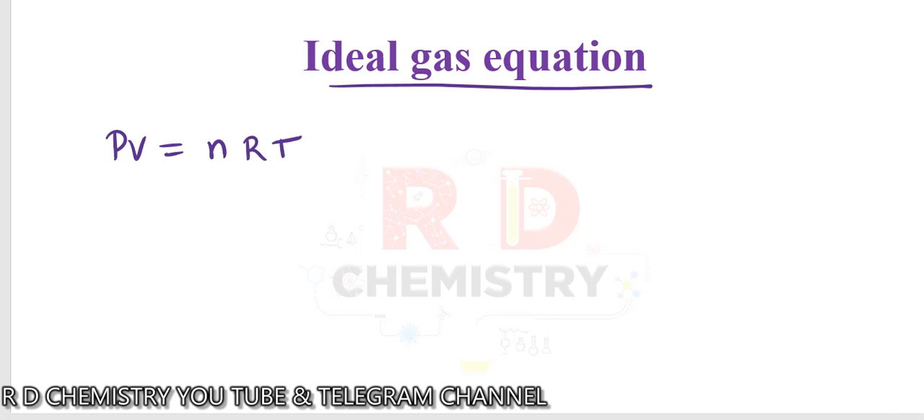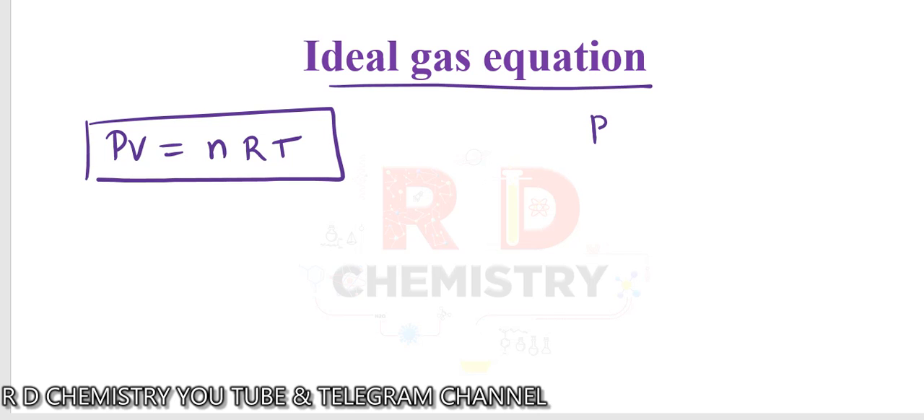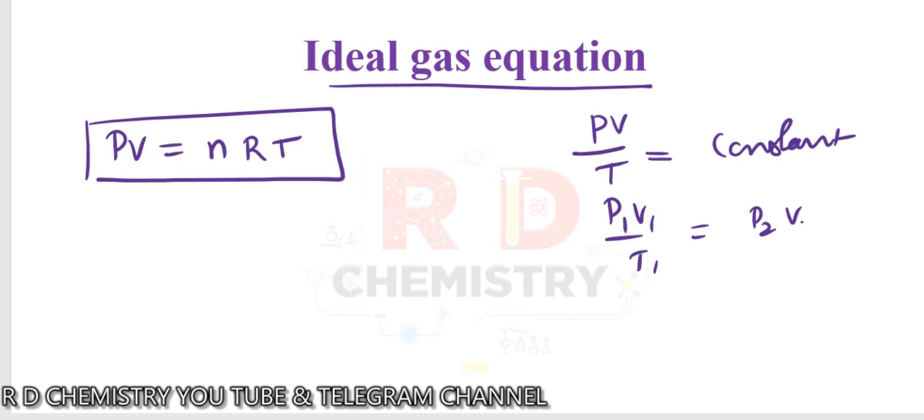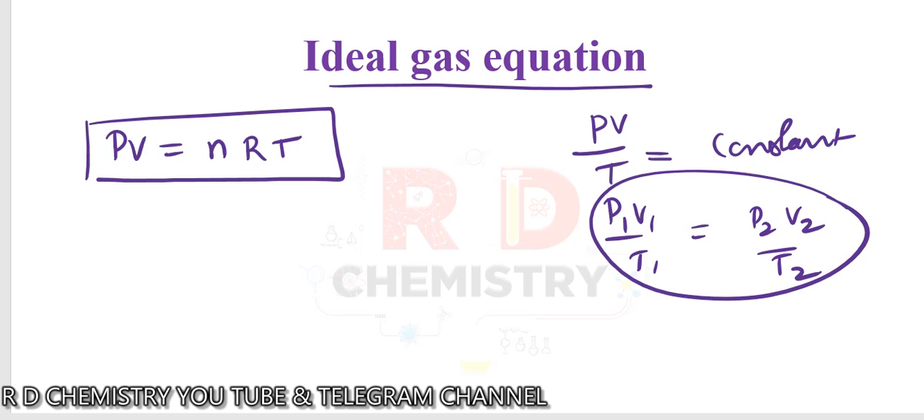What is the ideal gas equation? When you combine the gas laws, we are going to get PV is equal to nRT. Correct. Also, for the same amount of gas, we can write PV divided by T is equal to a constant, actually. Okay, and you can write different conditions: P1 V1 divided by T1 is equal to P2 V2 divided by T2. This is known as the equation of state.